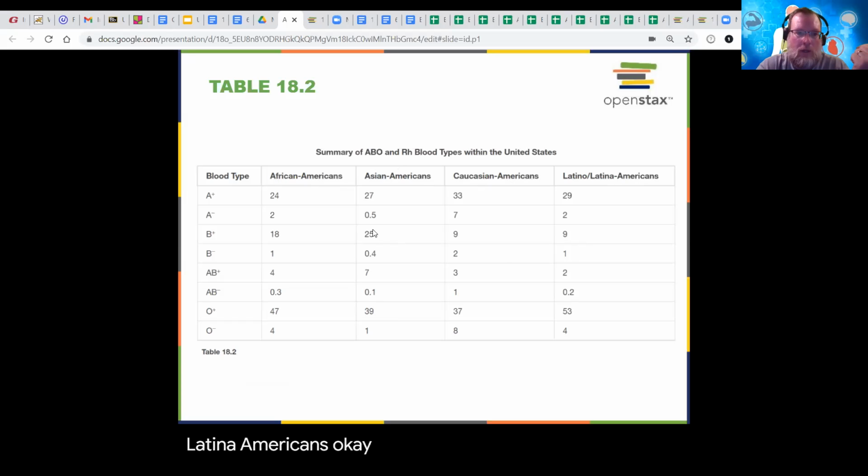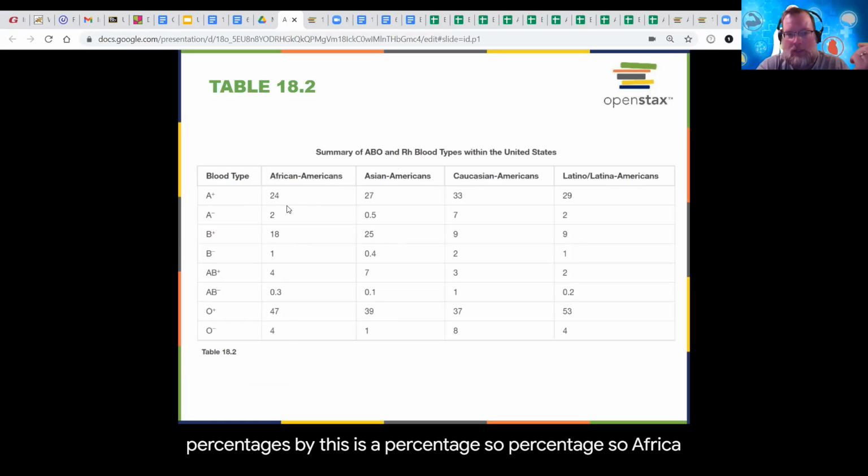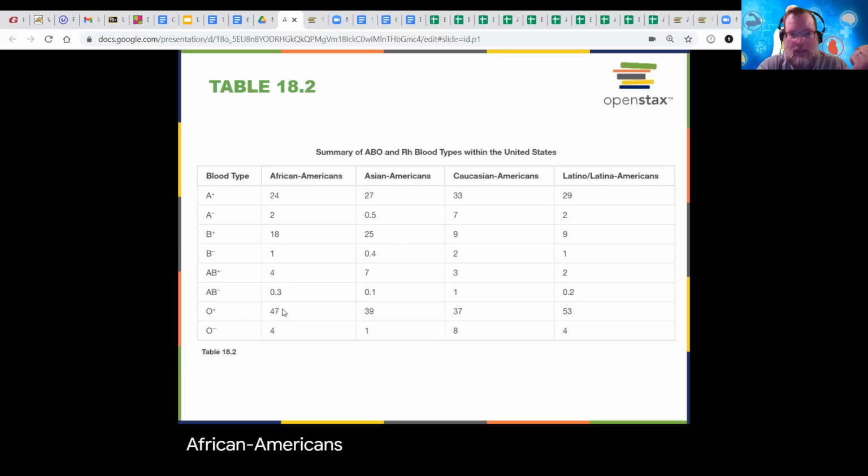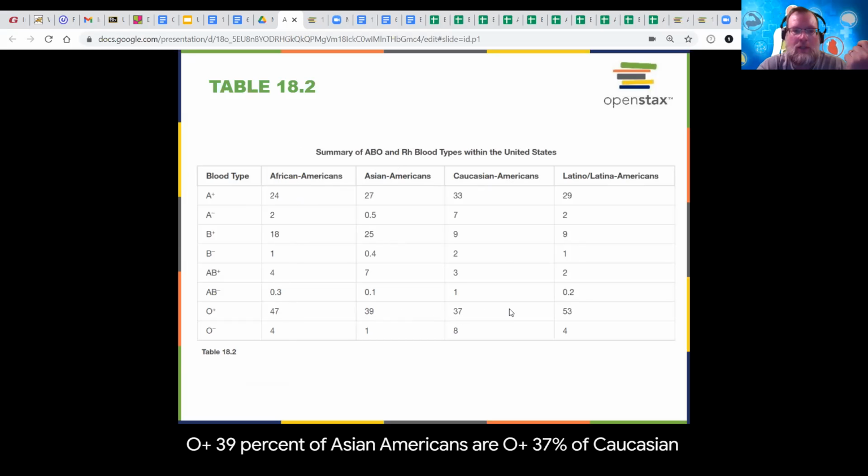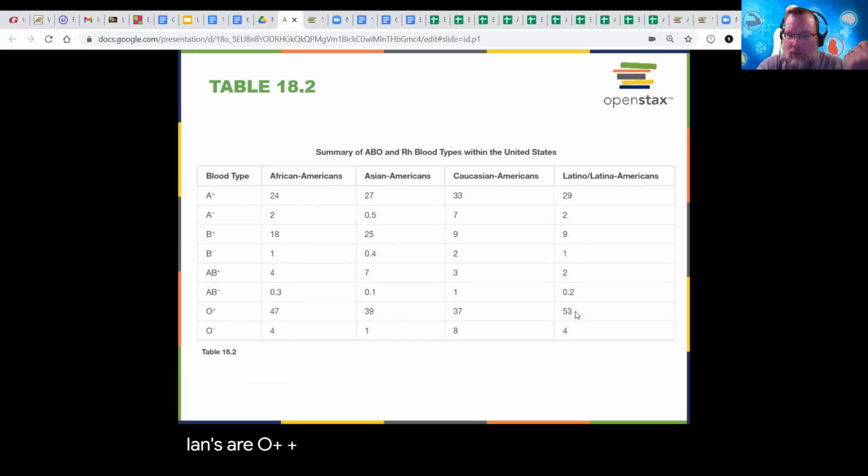These are percentages. 47% of African Americans have O positive. 39% of Asian Americans are O positive. 37% of Caucasian Americans are O positive, and 53% of Latina Americans are O positive. Kind of cool. 53, 40, 37, 39, 47.